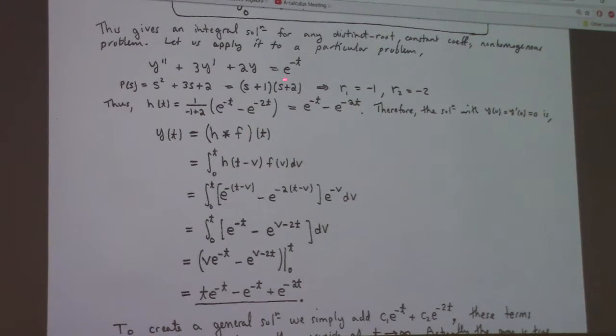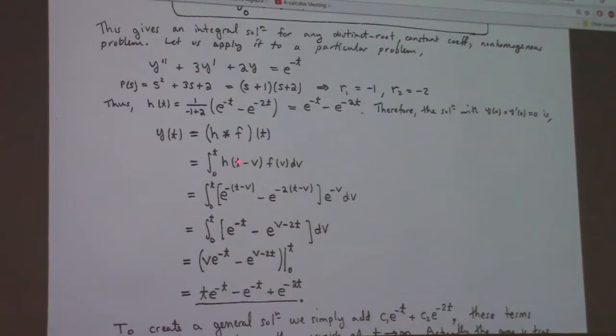Now, you guys know e to the minus t overlaps with one of the homogeneous solutions here, right? Before, in the method of undetermined coefficients, we had to multiply by t, right? And that's all accounted for here by the convolution when I integrate. It's kind of cool how it gets accounted for.